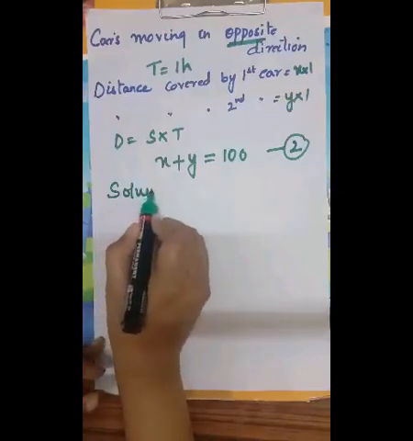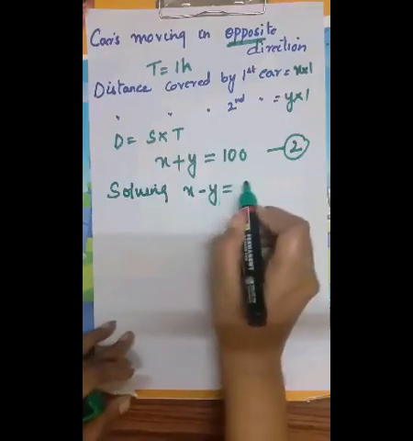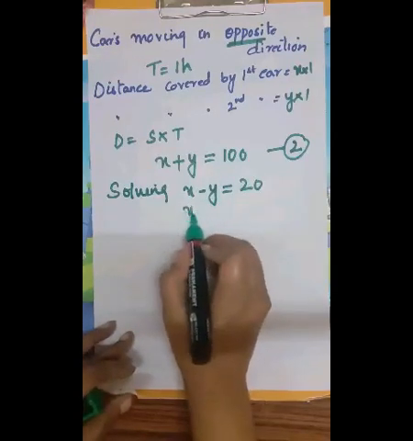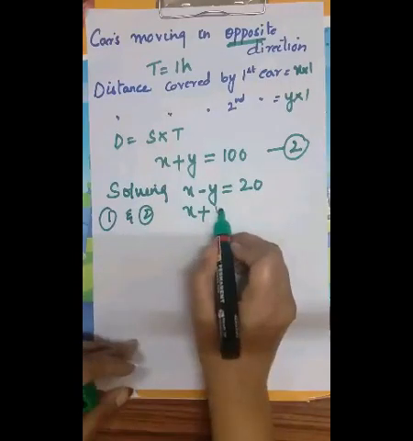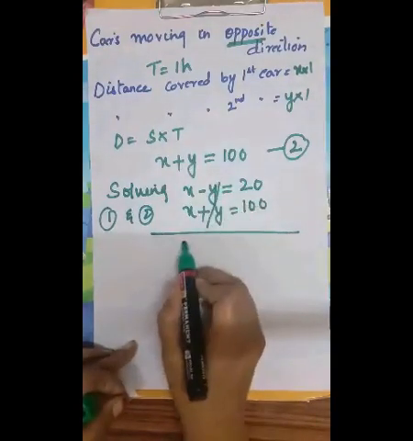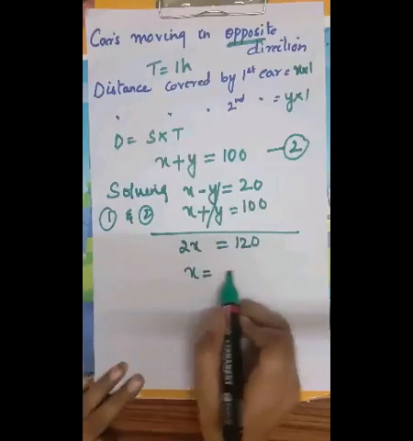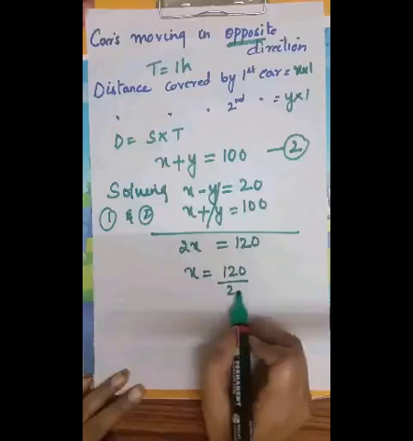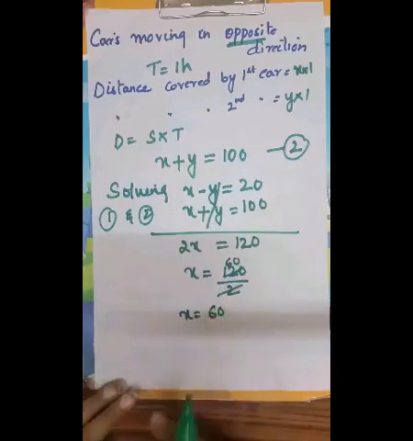Solving equation 1, that is x minus y is equal to 20, and equation 2, that is x plus y is equal to 100. Plus and minus cancel. 2x is equal to 120. x is equal to 120 by 2. 2 ones are 2, 2 sixes are 12. x is equal to 60. Now substitute the value of x in any equation and get y.